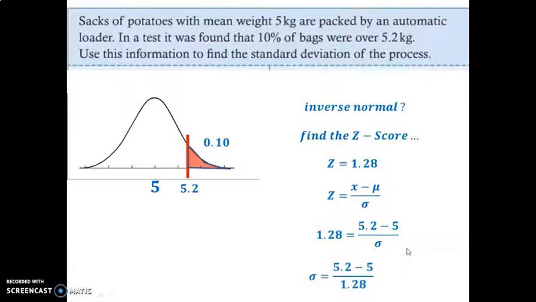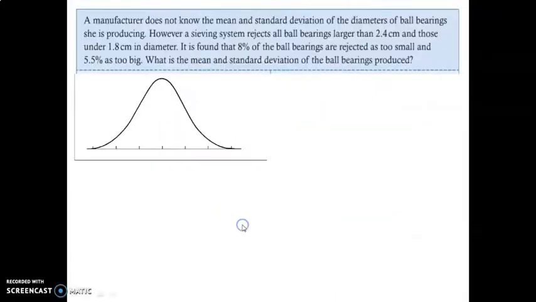Okay, solving for sigma, our standard deviation, we have 0.156 kilograms. Really interesting use of the standard normal distribution to help us solve this with the real distribution here. So that was a basic one to start. Let's try one that's a little bit harder. There's ones that look like this.